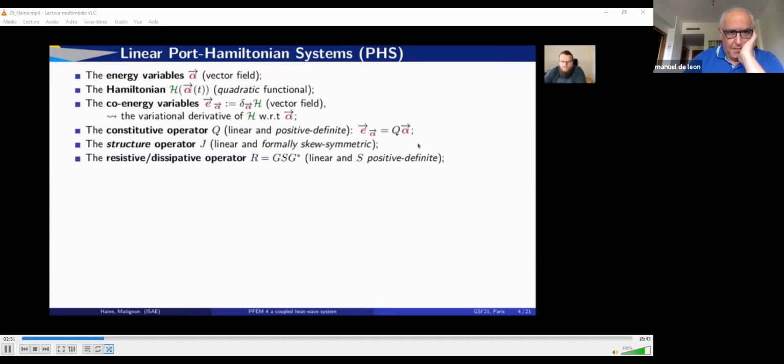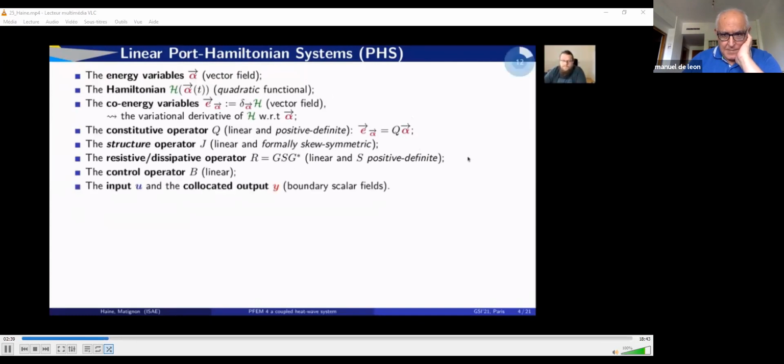We have a structure operator J, which is linear and formally skew-symmetric, a resistive operator R, which can be decomposed like this with S positive definite. We have a control operator B, which allows to append the system with an input U and a collocated output Y.